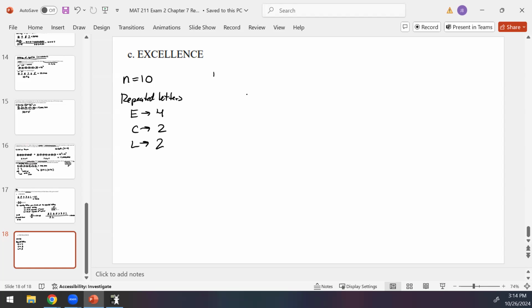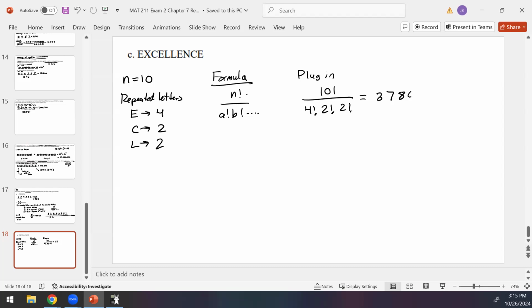So then the formula is n factorial over a factorial, b factorial, dot, dot, dot, just however many times it repeats. And then we just plug in. So there's 10 letters, and then we have to divide out the 4 E's that repeat, the 2 C's that repeat, and the 2 L's that repeat. If you plug that into your calculator, you get 37,800.